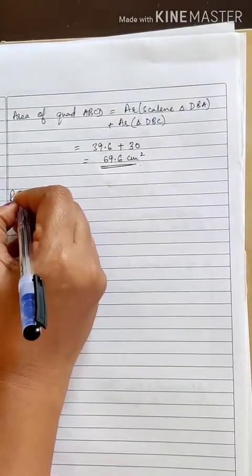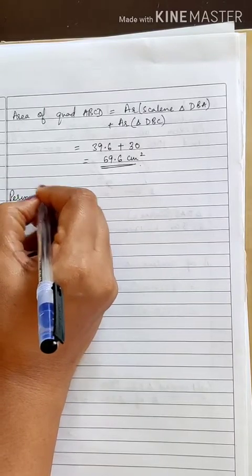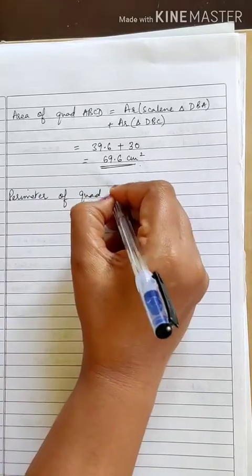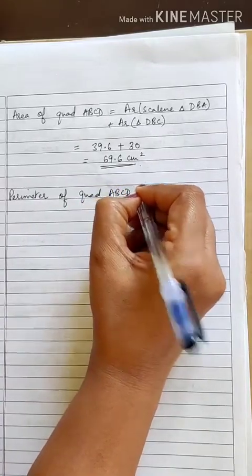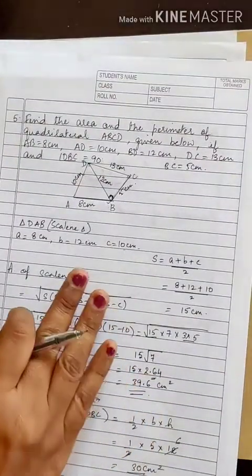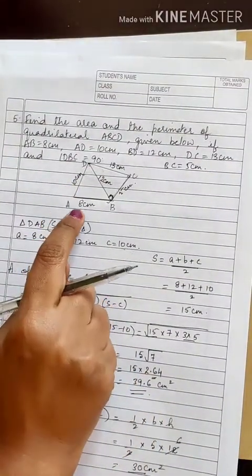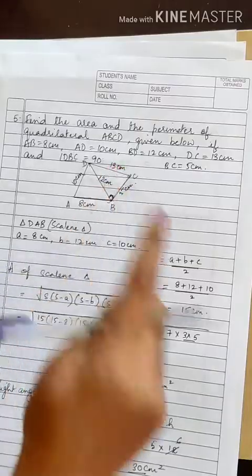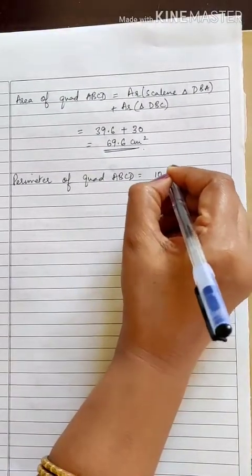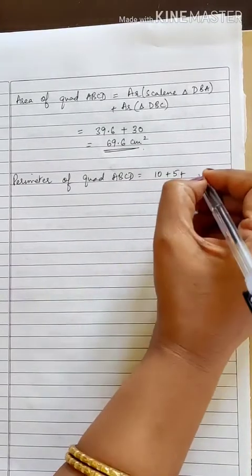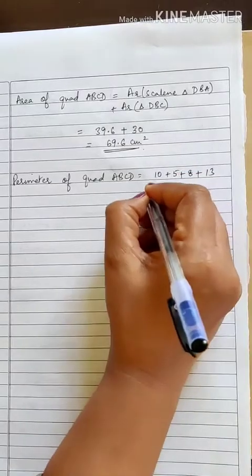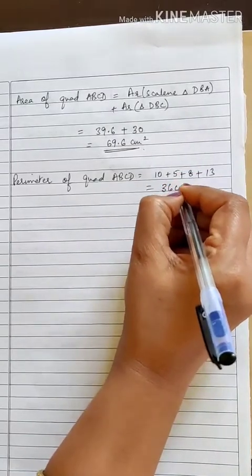Now we have to find the perimeter of this quadrilateral. So the perimeter of quadrilateral ABCD will be equal to the sum of its sides. So which will be 10 plus 8 plus 5 plus 13, which is equal to 36 centimeter.